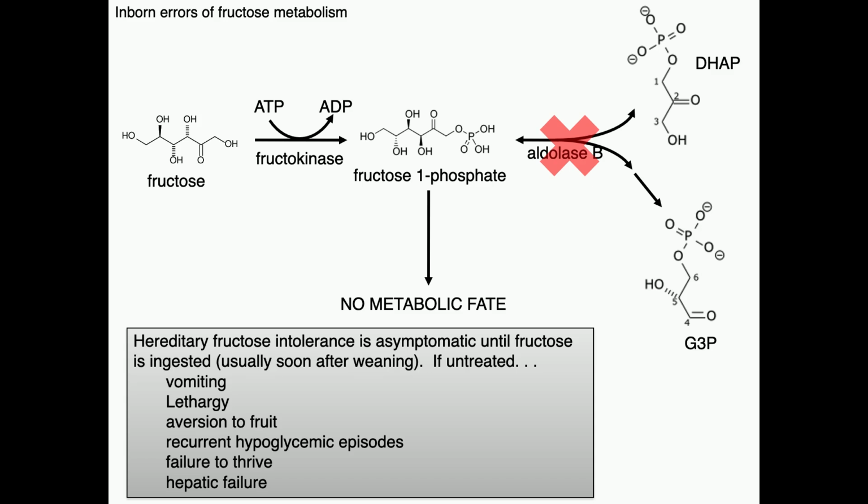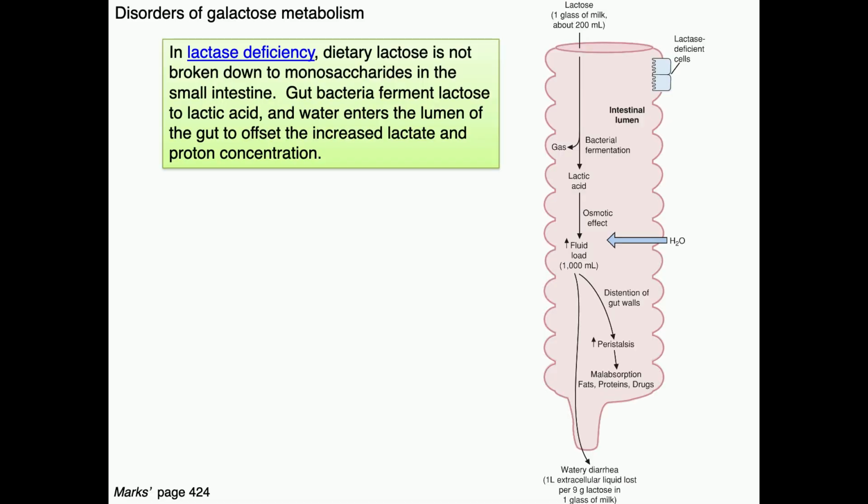Okay, why would you get the hypoglycemia? Gluconeogenesis requires ATP, right? And if you don't have free phosphate around, you can't make ATP, so you're going to be hypoglycemic. Okay, so those are the two disorders of fructose metabolism. One is benign, one is not.